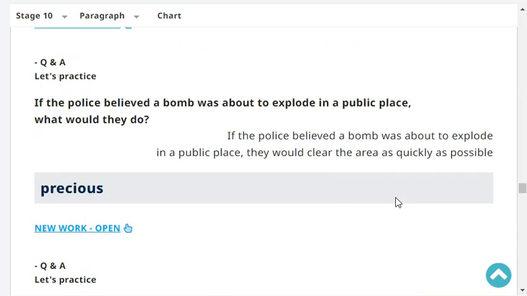Very good. If the police believe a bomb was about to explode in a public place, what would they do? If the police believe a bomb was about to explode in a public place, they would clear the area as quickly as possible.